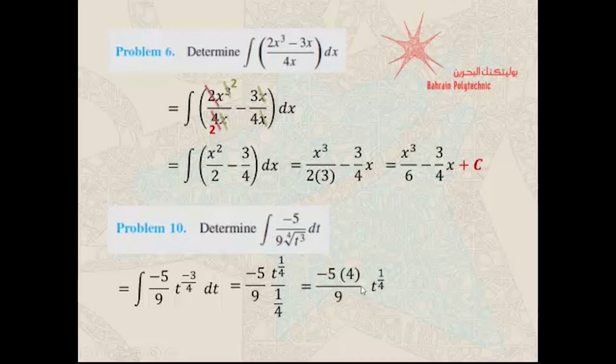So let's do it. I've got the negative 5 over 9, which is the constant right here. I've got my t to the 1 over 4. And then I am going to multiply by the reciprocal of this, which is simply 4. I'm going to multiply these numbers together. I get negative 20 over 9. And I change the fraction power back to a root again. So this is the 4th root. And don't forget about the plus c.